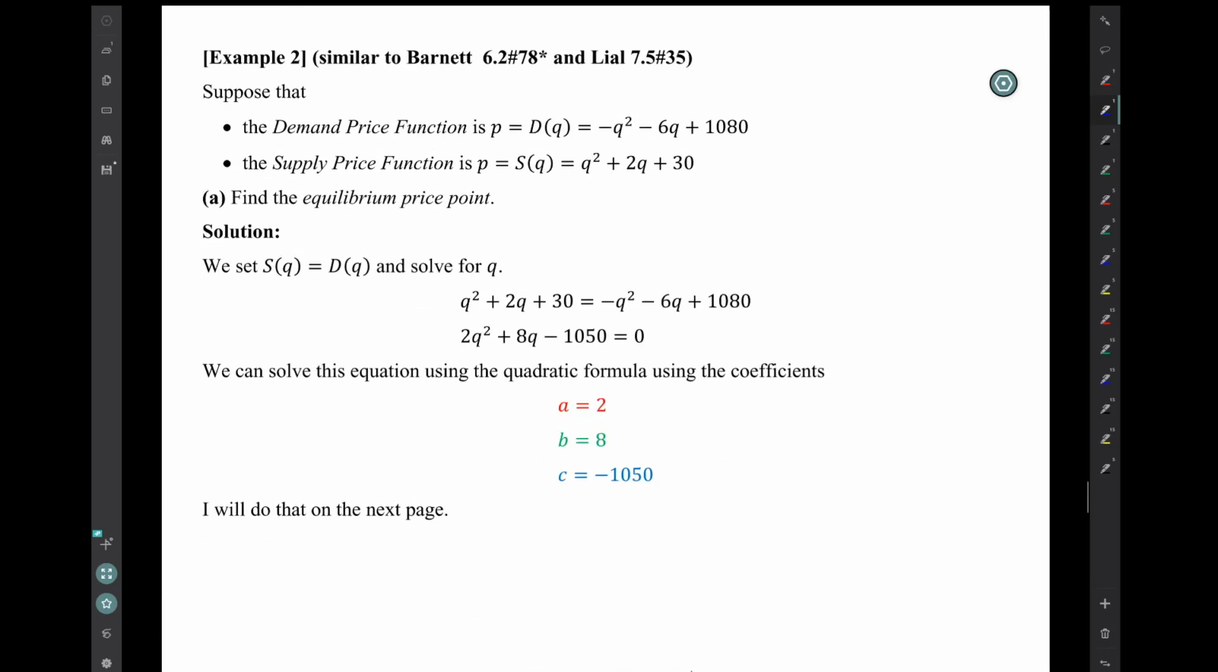Let's go on. Example 2. This problem is similar to a problem that's in the Barnett book but not in the MyLab system. It's also similar to a problem in a book by Lyle. This problem actually is in the MyLab system.